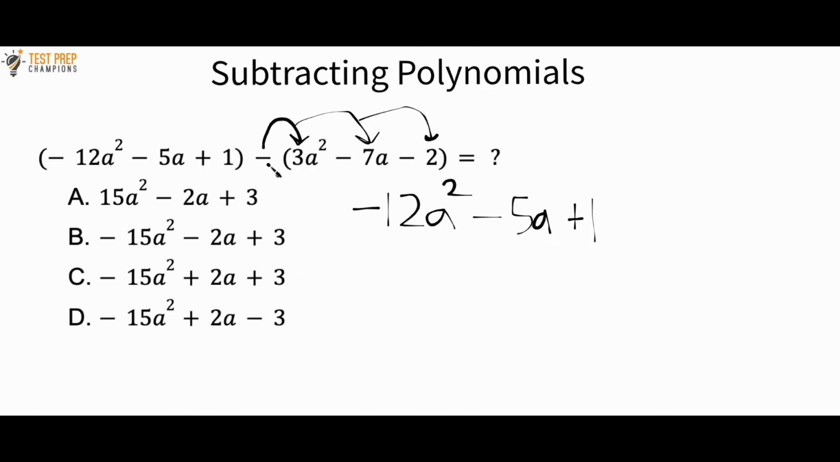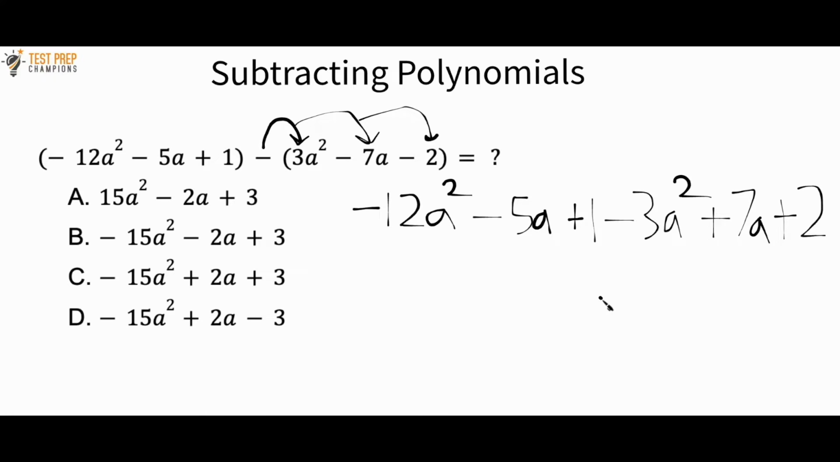Since we're distributing this minus sign, I'm going to write minus 3a squared, and this minus times another minus becomes a plus. So then I write plus 7a, and the same thing with my minus 2 here. I take the minus sign and distribute it, and since it's minus times minus, it becomes positive. So this becomes plus 2. Remember, a negative number times another negative is a positive. That's the main idea here. So this is how it should be set up: negative 12a squared minus 5a plus 1 minus 3a squared plus 7a plus 2.